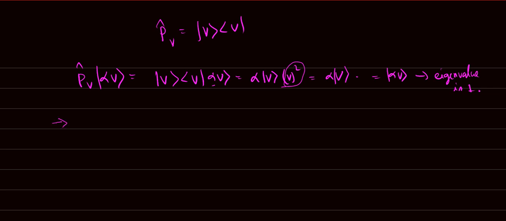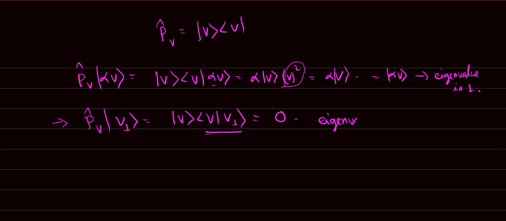And if we operate this projection operator on a vector perpendicular to ket V, we will find, since they are perpendicular or orthogonal, the inner product between them is 0, so this will give me 0. So the eigenvalue is 0.